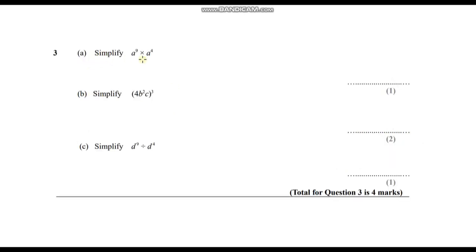Question 3. Simplify a to the power 9 multiplied by a to the power 4. Well, these are part of your laws of indices. And you just need to remember that when you multiply things with the same base, we add our indices. So this is a to the power 9 plus 4. We just add our indices, which gives us a to the power 13. So our answer is a to the power 13.